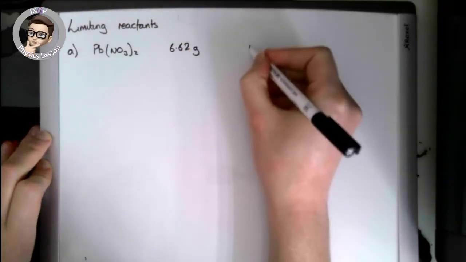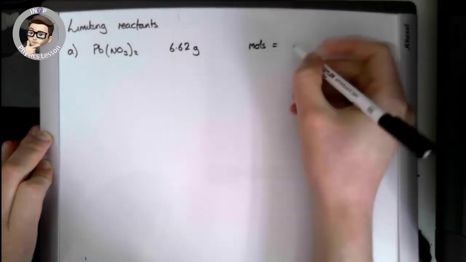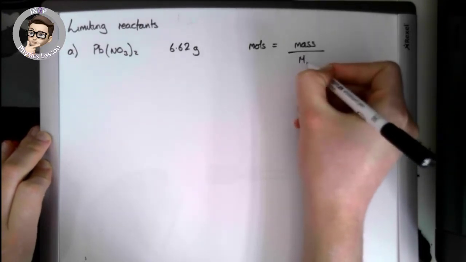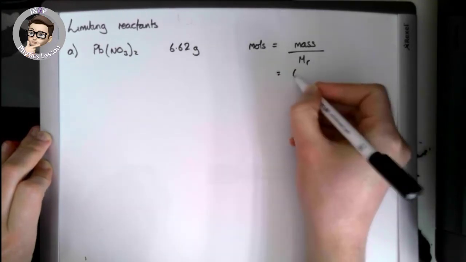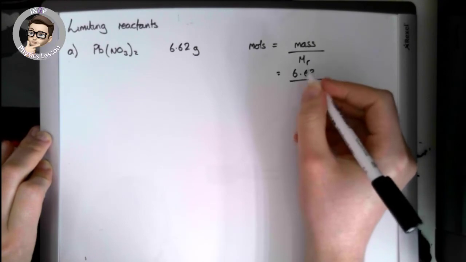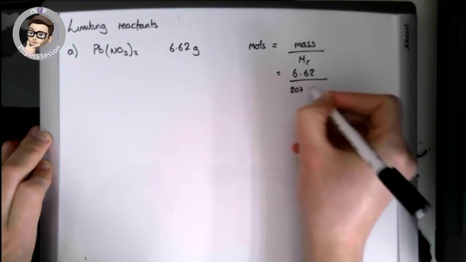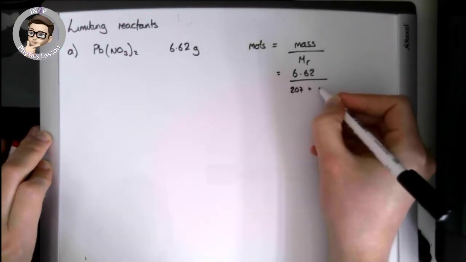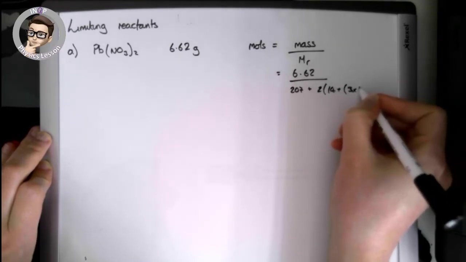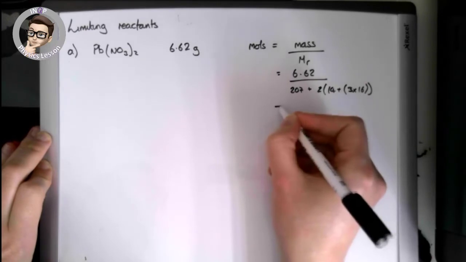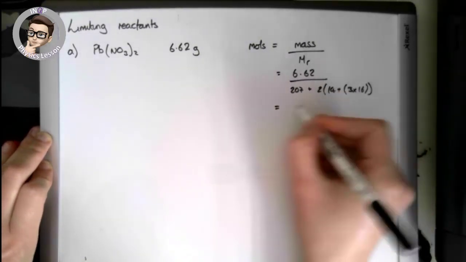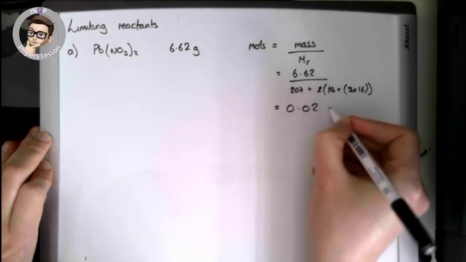So the number of moles, as we've done many times today, is going to be the mass divided by the molecular mass. Well, that's going to be 6.62 divided by 207 plus my 2 lots of 14 plus 3 times 16. Not an easy calculation, but do it on your calculator. Do the bottom part first and then do your overall part. But you should have found you have 0.02 moles.